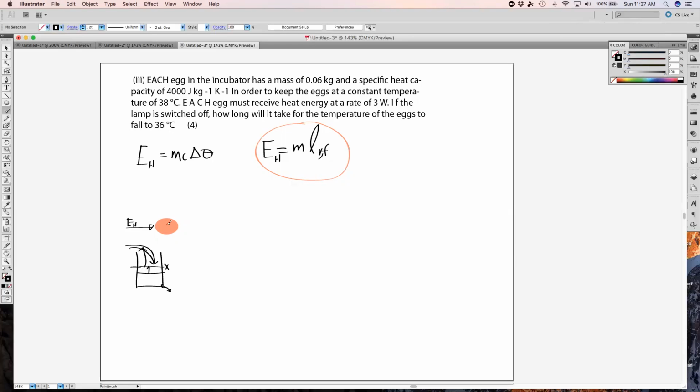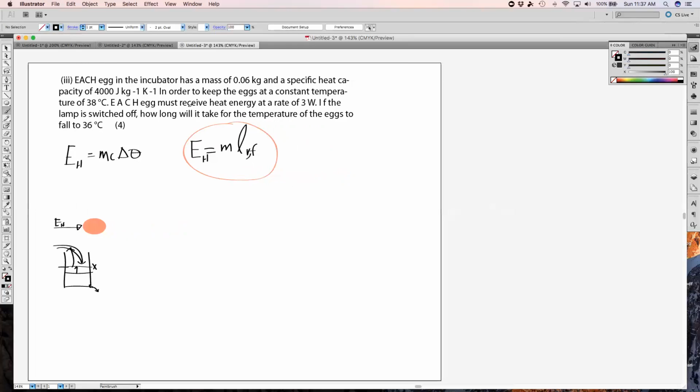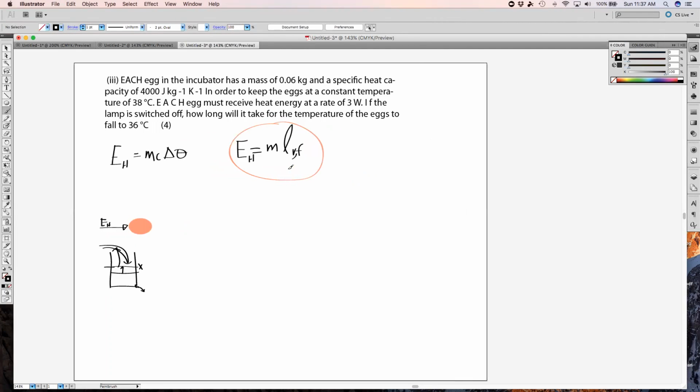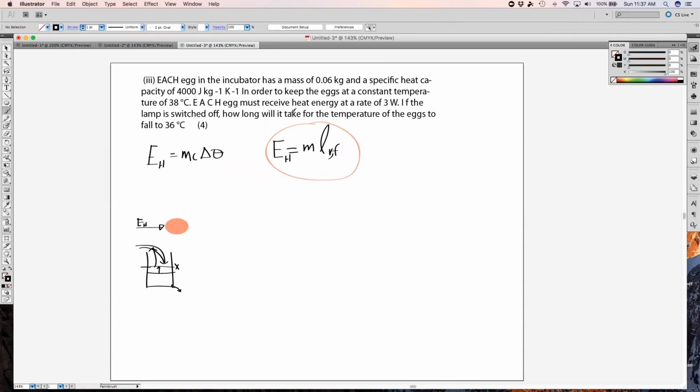In the same way, this egg, by saying that you have to supply heat to keep the temperature constant, the question is telling you that this egg is losing heat at a rate of 3 watts. It means 3 joules every second is leaving. That's why you have to supply 3 to keep the temperature constant, because it's leaving. And this temperature remains constant.